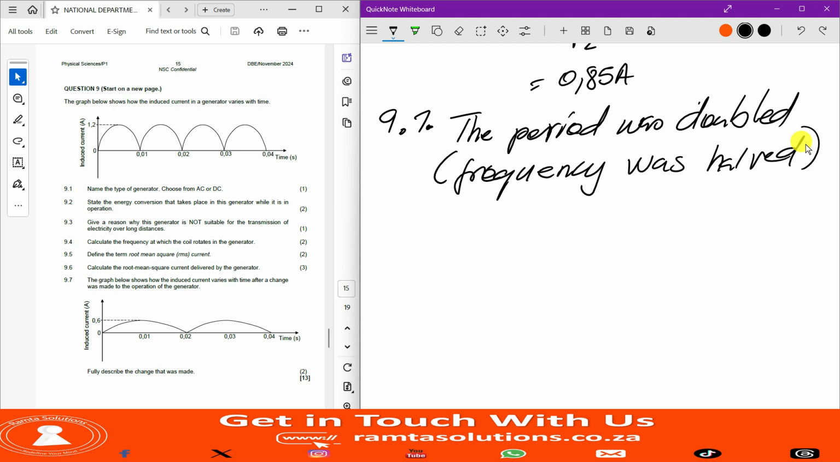So, this is it, guys. This is how you answer this question. Remember, what can make this happen is reducing, when the frequency is halved, it means it's a bit slower now. So that means you have decreased your number of coils, you have decreased the speed of rotation, or you've used weaker magnets.